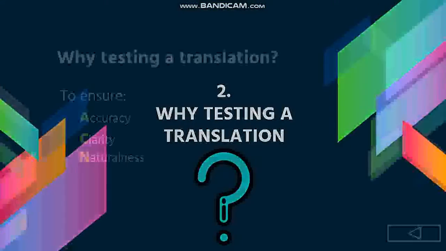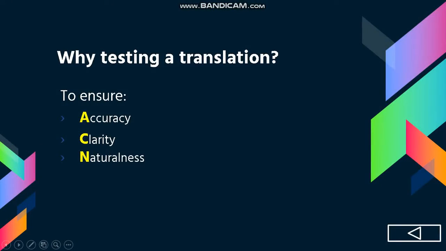Next up, why do we need to test the translation? Translation testing is needed to ensure 3 criteria for the translation, which are accuracy, clarity, and naturalness. In some cases, the translator, while trying to get across the meaning, accidentally adds more information or misses some, and sometimes the information is even changed, leading to different meanings. So it's necessary to check for the accuracy of the translation.